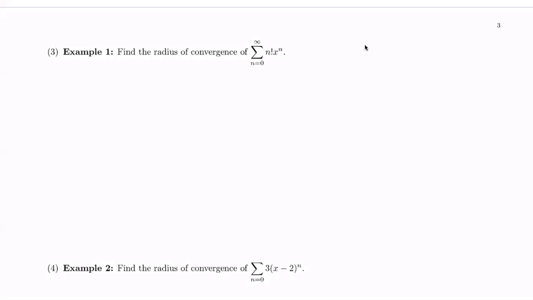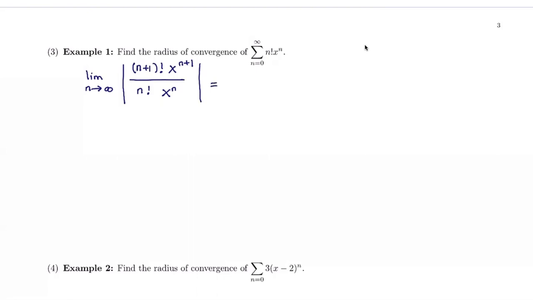And so I apply the ratio test to this as follows. I do the limit as n goes to infinity of the absolute value of (n plus 1) factorial times x to the n plus 1. Remember, we are checking the next term compared to the previous term, all divided by n factorial x to the n.